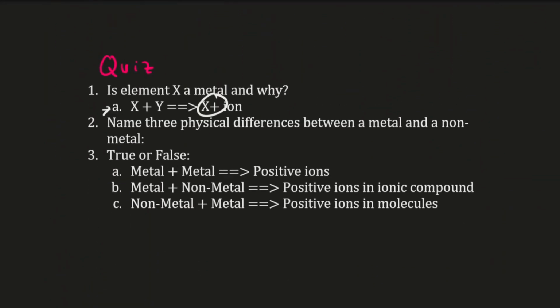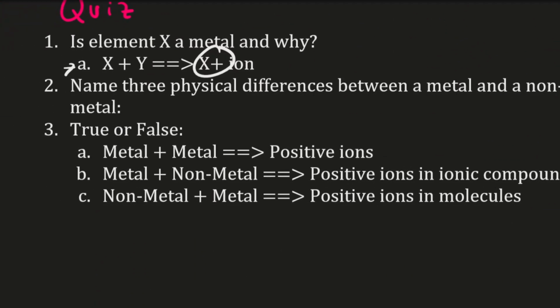And last one, true or false. A metal plus a metal makes positive ions. Well, this is false. A metal and a metal don't tend to react together.